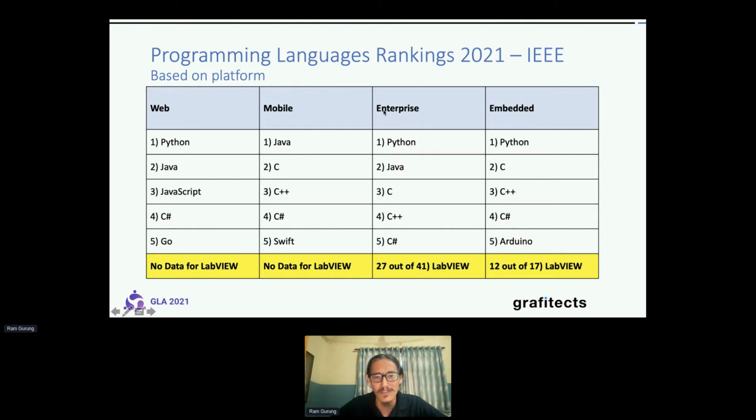In terms of enterprise, LabVIEW does better, at 27 out of 41. As you can see, there is also a smaller number of programming languages available here. There were 55 initially, and now we have 41. And embedded is where LabVIEW is very, very strong, at 12 out of 17. So this is the general ranking. Again, like I said, this is an exploratory presentation, and we're not going to say, okay, this is it.